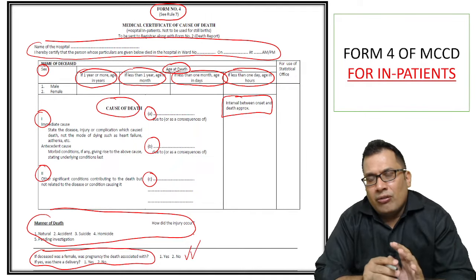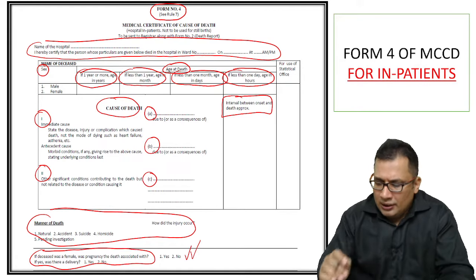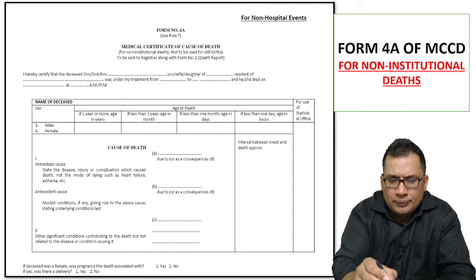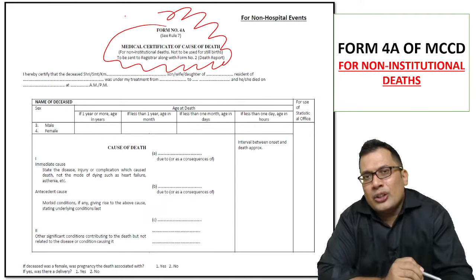So this is Form 4, and this is almost similar, Form 4A. This is for non-institutional death.